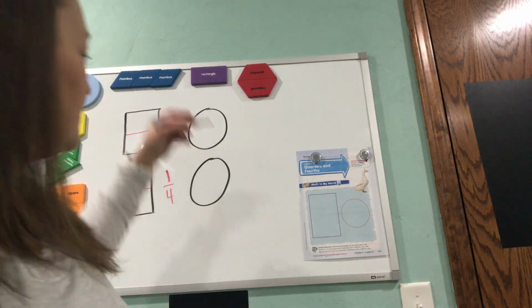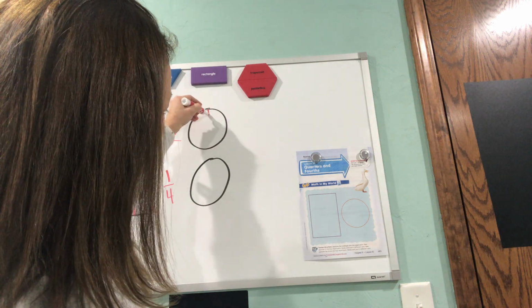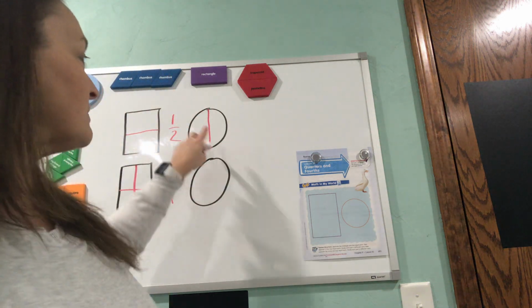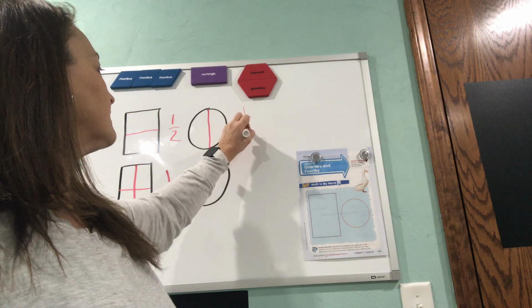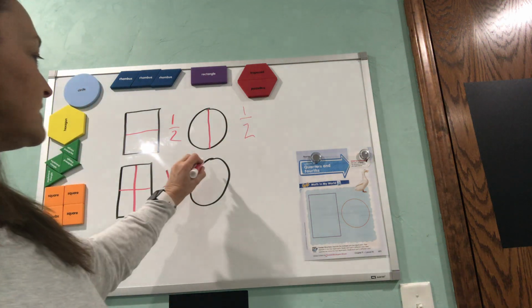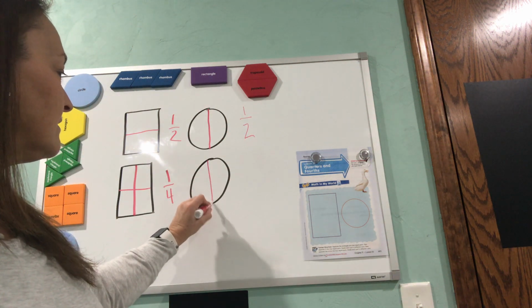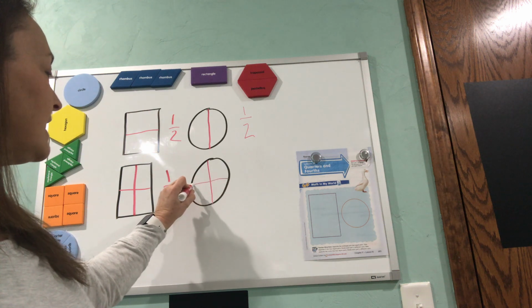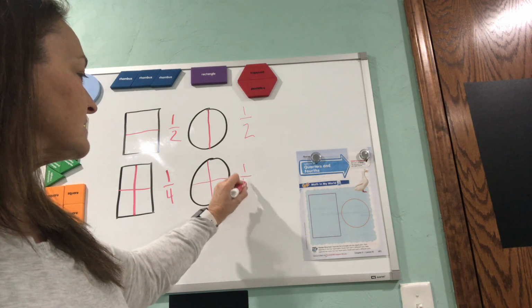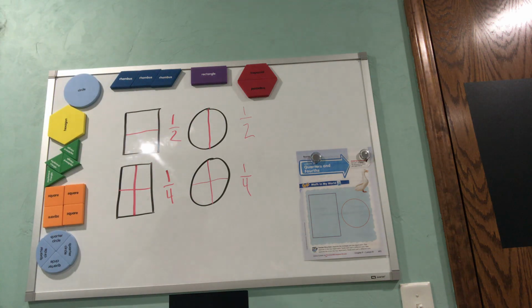First I want to make it into 2 equal parts. So I'm just going to draw a line. So remember, 2 equal parts is a half. Then I'm going to just copy that line again. Then I want to go across the other way. Now I have fourths or quarters. I have 4 equal parts there.